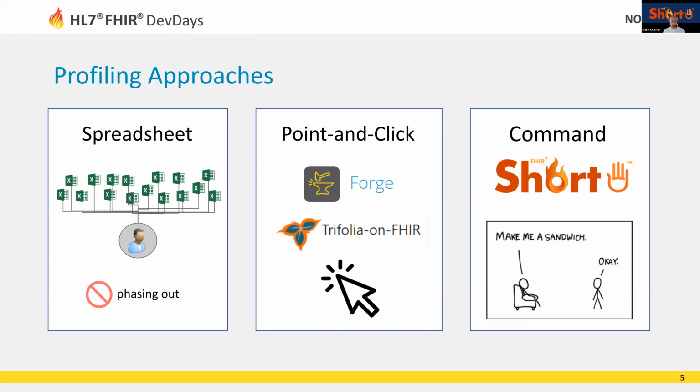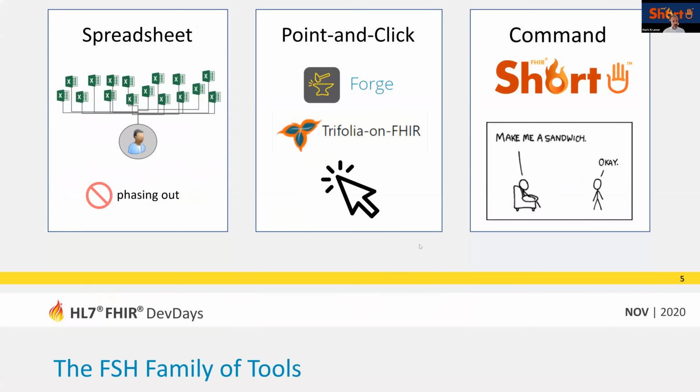And shorthand is declarative and command oriented. So I cut out an XKCD comic. Basically in shorthand, you have a command and our compiler will do that for you. So if you say, make me a sandwich, Sushi will do that. So it's a different style of interacting to create profiles and related tools.